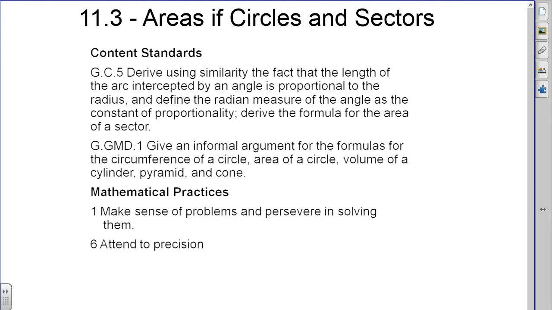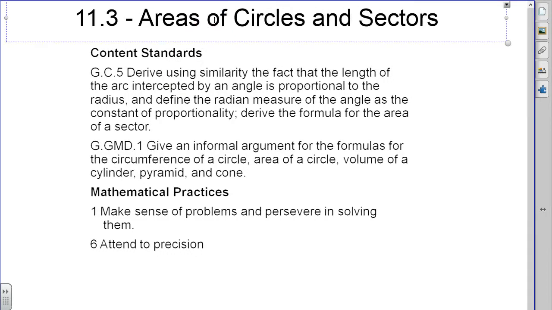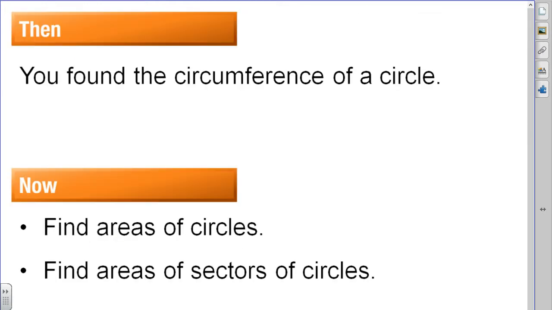Okay, so here are the notes for section 11.3, areas of circles and sectors, Mr. Moyer. Dang it, typo. So yeah, we've found circumference already. Now we're going to find areas of circles and then also areas of sectors, which we'll talk about what those are when we get there.